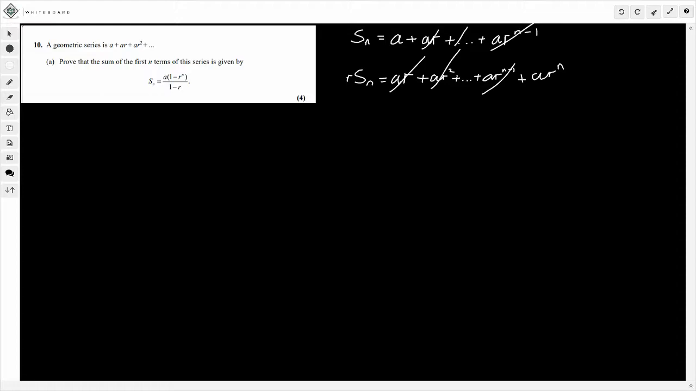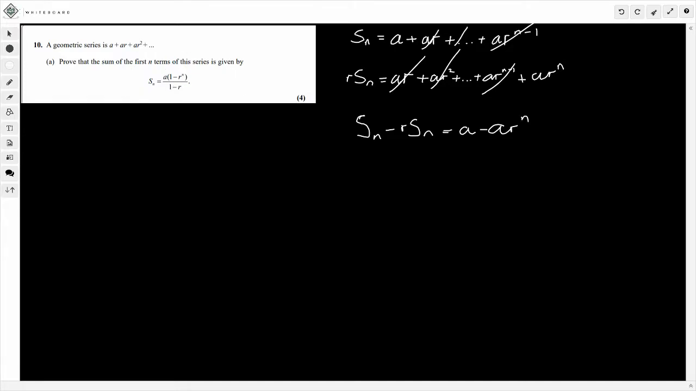So what we've been left with now is Sn minus rSn. That's going to be equal to a, what we've been left with, minus this other term. Because we're subtracting it, this changes from positive to negative. That's minus ar to the n.